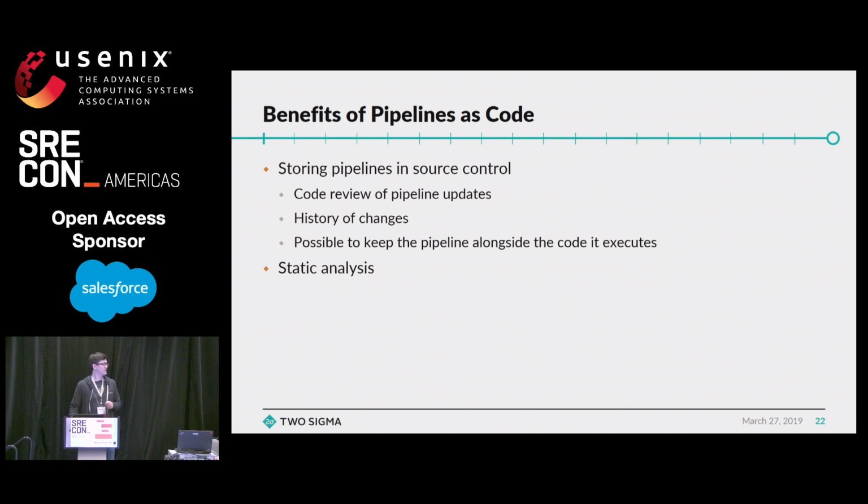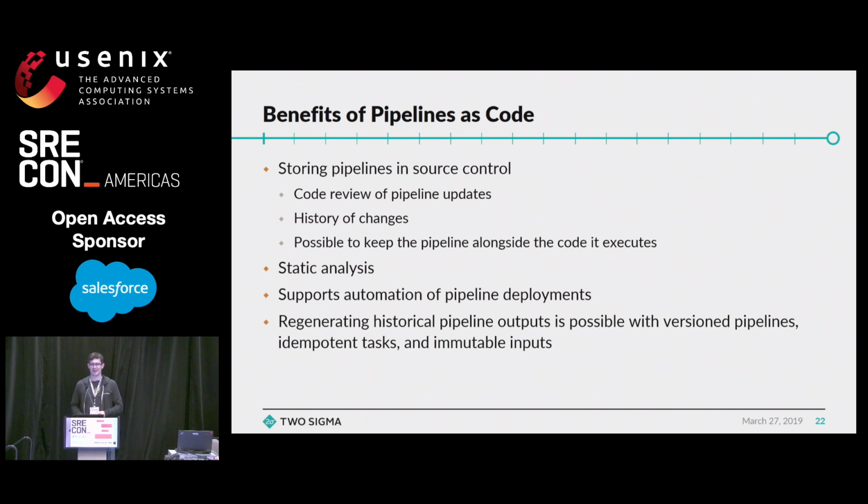company. This helps support automation of pipeline deployments and rolling back bad pipeline updates. And this one's a little bit stranger, but it can help towards regenerating historical pipeline outputs. So if we have the exact pipeline that was run at a historical point in time, we also keep our immutable inputs for all of time, and we have idempotent tasks, it's easier, at least feasible, to be able to do this. There's other things outside of our control that may make this impossible, but otherwise it would have been impossible beforehand.